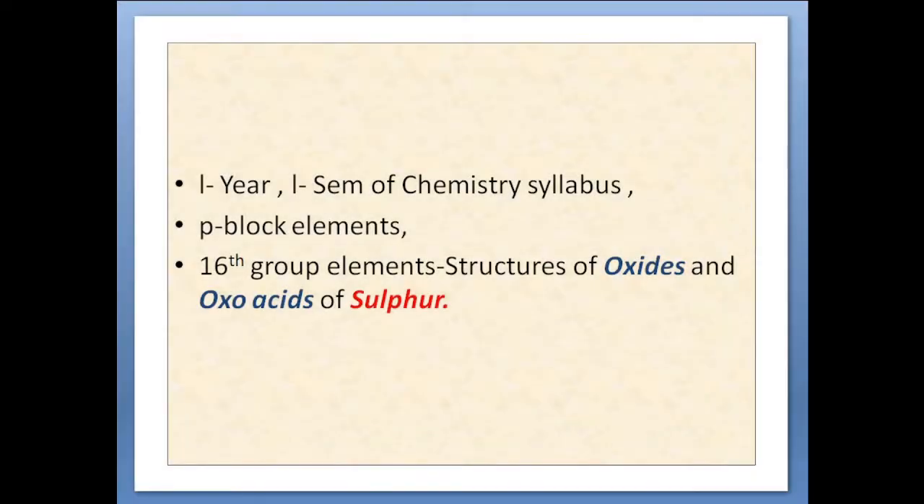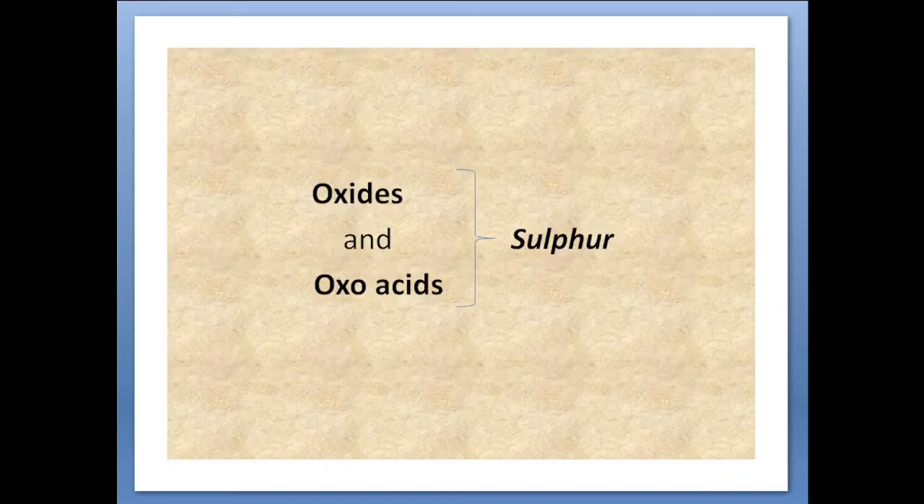In this video, I am going to discuss the structures of oxides of sulfur. In the first year, first semester chemistry syllabus, P block elements is one of the units. In this unit, the subtopic is 16th group elements. In this, we have the structures of oxides and oxoacids of sulfur. So, let's start with the oxides of sulfur.